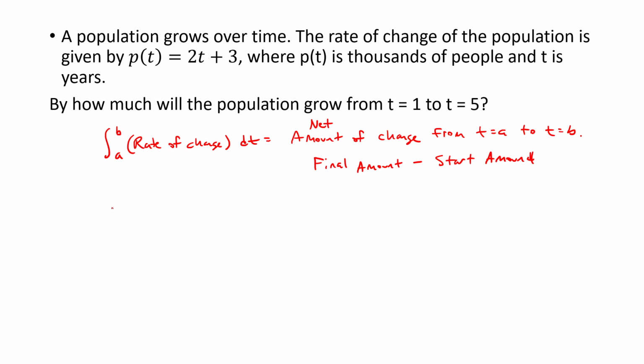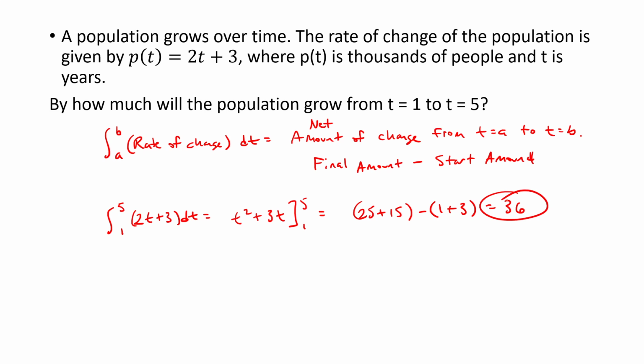Okay, so you would just simply integrate from 1 to 5 of 2t plus 3 dt. That simple. Okay, just setting up that integral. But you need to understand that that integral is going to find the answer to this question. And so that gives you t squared plus 3t. Okay, plug in your bounds, and so you're going to get 25 plus 15 minus 1 plus 3, and so that's 40 minus 4, which is 36. Okay, well, in context, right, what does that mean? That means the population went up by 36,000 people.